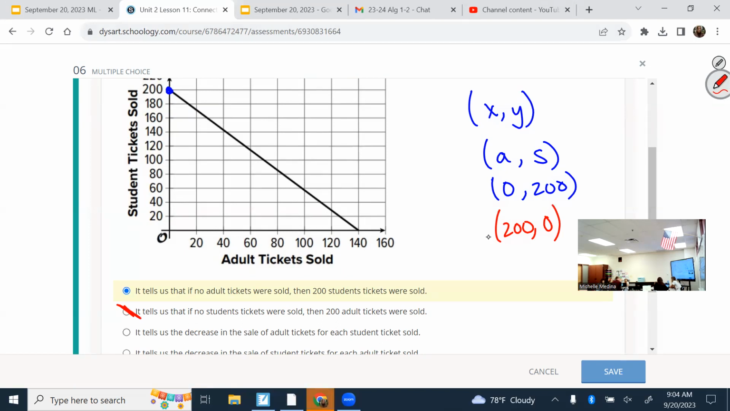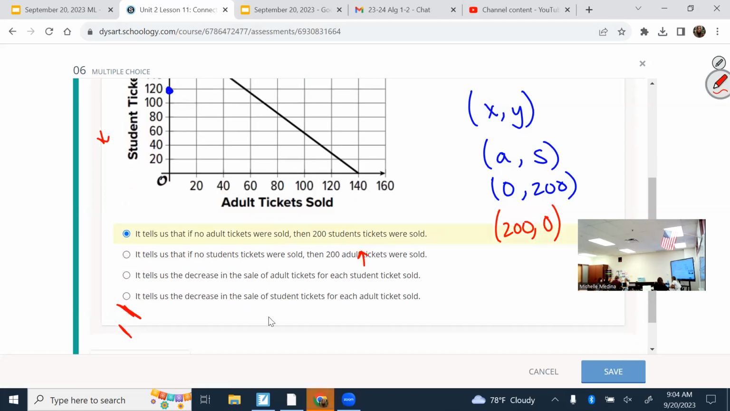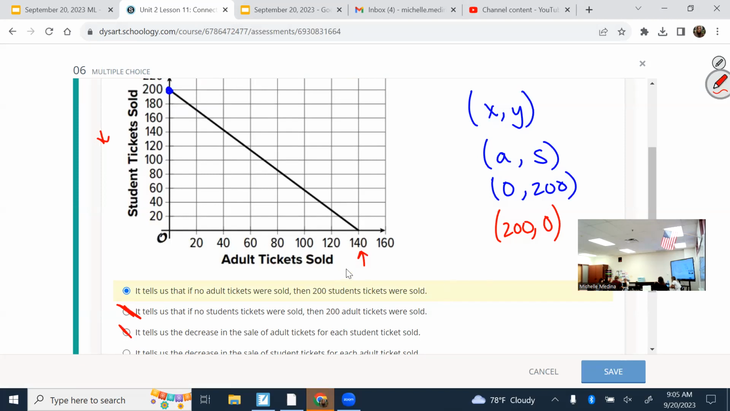Okay, so that's talking about the slope. As the adult tickets are increasing, the student tickets are decreasing. So it's not that if we decrease the sale in adult tickets that the student tickets are going up. So that doesn't make sense. And then it tells us the decrease in the sale of student tickets for each adult ticket sold.